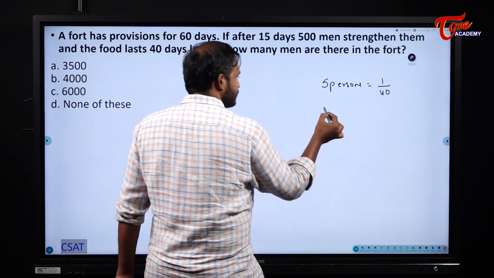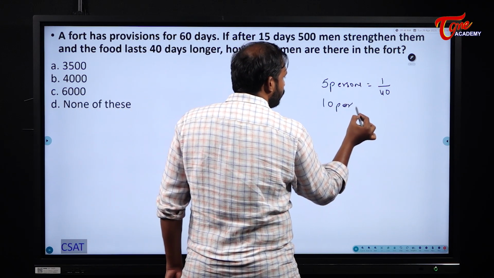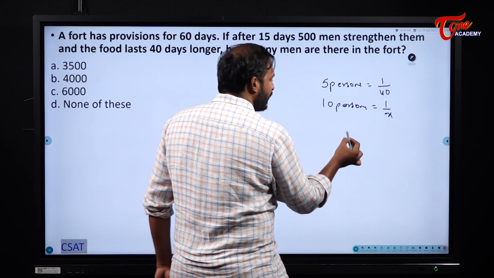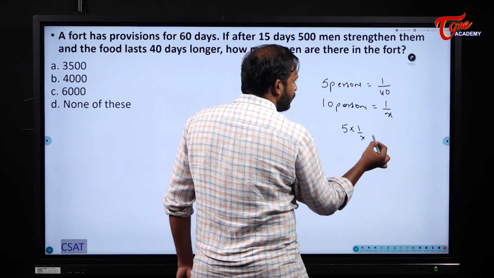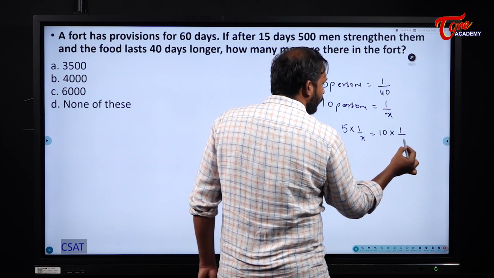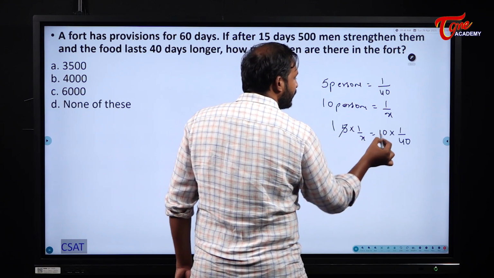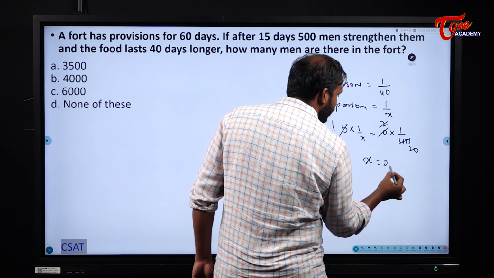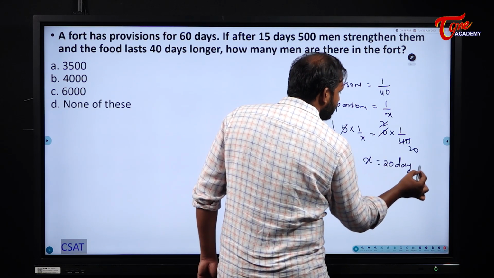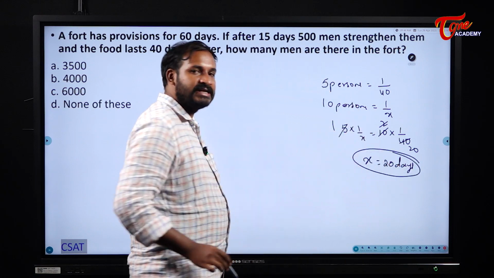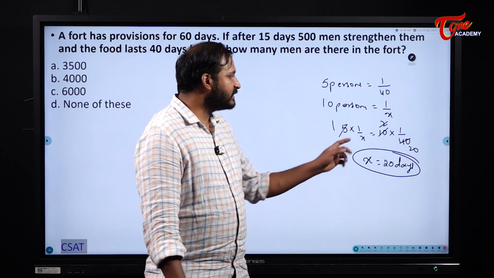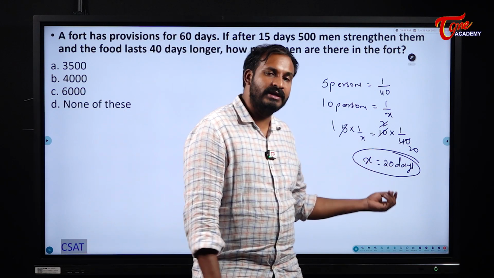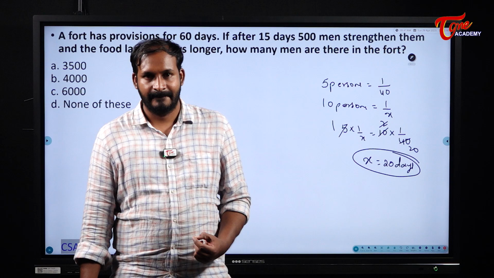And for 10 persons, I don't know, I will assume it as 1 by x. Now cross multiply it. 5 into 1 by x is equal to 10 into 1 by 40. 5 ones are 5, 5 twos are 10, 2 ones are 2, 2 twenties are 40, so 1 by x... So the x value will become what for me here? 20 days. That means if the number of persons increases, the days decrease. So if the number was increased to 10, then the food will last for only 20 days.